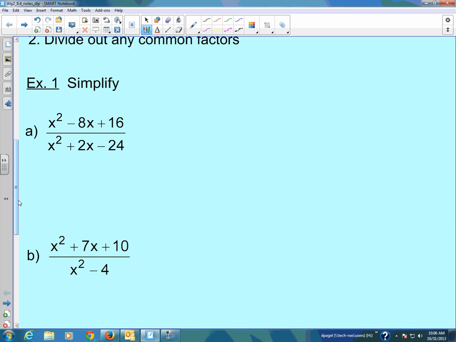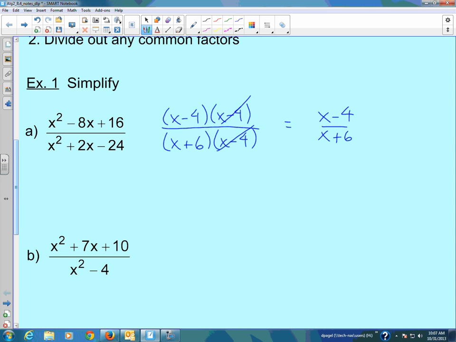x squared minus 8x plus 16 is going to become x minus 4 times x minus 4, or x minus 4 quantity squared. And x squared plus 2x minus 24 becomes x plus 6 times x minus 4. And here we see those two factors of x minus 4 canceling, and then just giving us the binomial of x minus 4 over x plus 6.